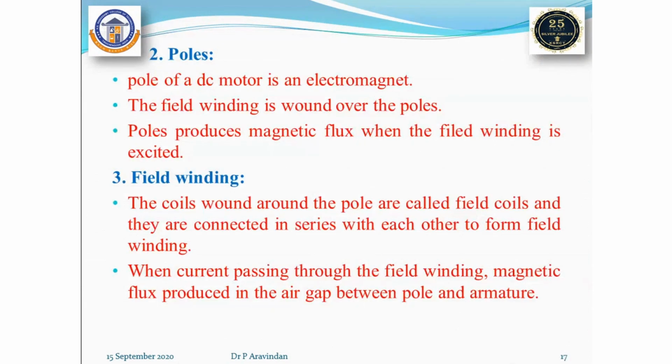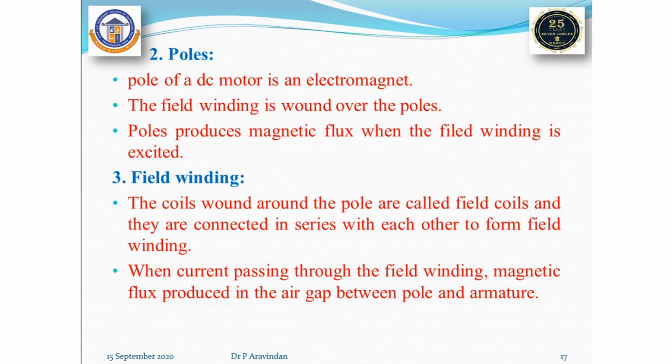Then the second part is the pole. The pole of a DC motor is an electromagnet. The field winding is wound over the pole. The pole produces the magnetic flux when the field winding is excited. The excitation may be separate, as per your requirement or as per the construction of the DC machine; you can give separate excitation or self excitation. Then the field winding is a coil wound around the pole, called field coils, and they are connected in series with each other to form the field winding. All the field coils should be connected in series. You have to recall this to understand the field winding.